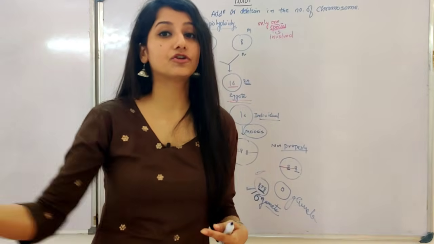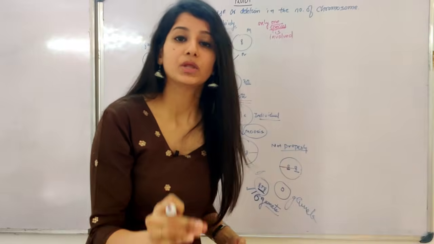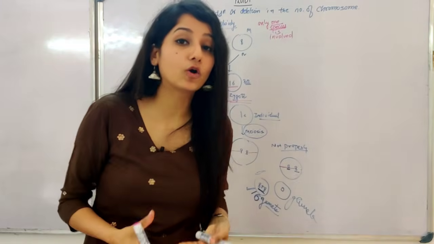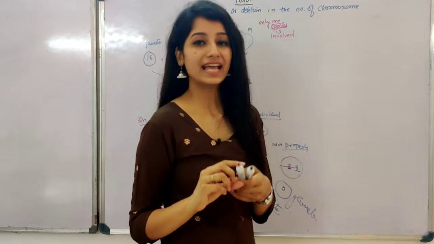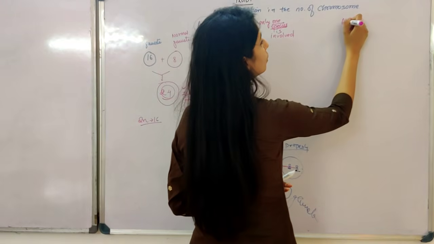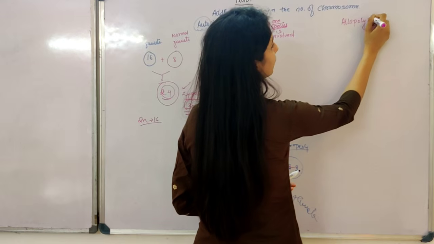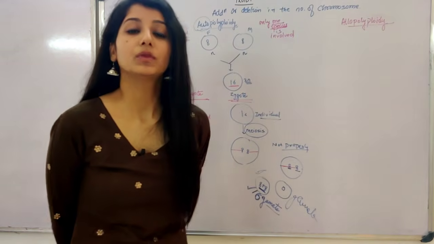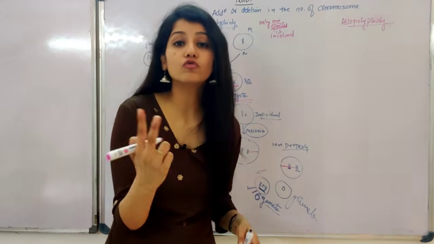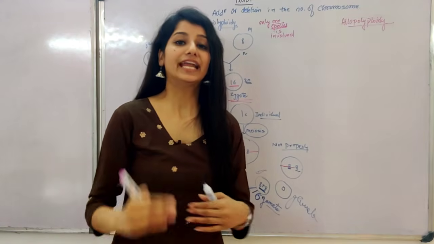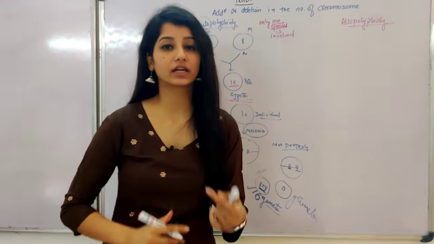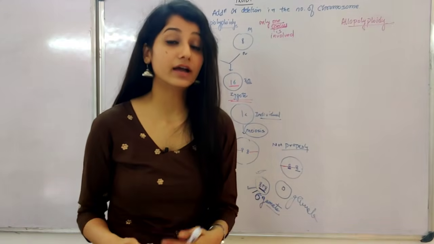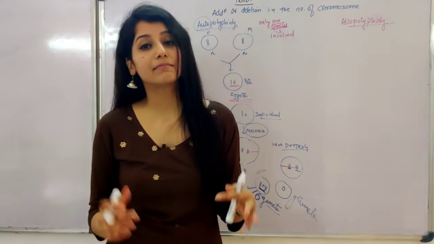That is the condition of allopolyploidy, in which two different species are involved and the zygote is formed. Let's see about allopolyploidy. So what will happen in allopolyploidy? Two species will be involved, instead of one species. So allopolyploidy can occur naturally or it can be done by scientists.